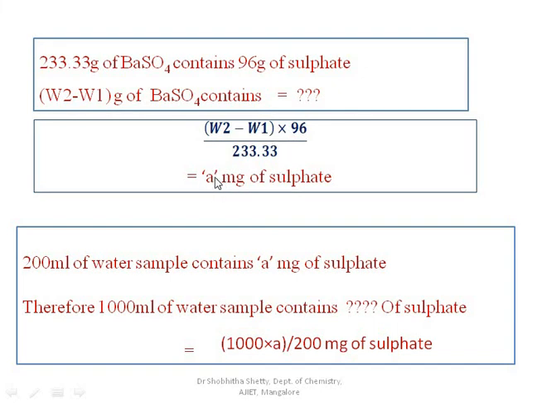Now we need the answer in terms of per liter. If 200 ml of water sample contains A mg of sulfate, then 1000 ml, or 1 liter, of water sample contains how many mg of sulfate? You can cross multiply: 1000 into A divided by 200 mg of sulfate. This is how we can calculate the amount of sulfate present in the given water sample.